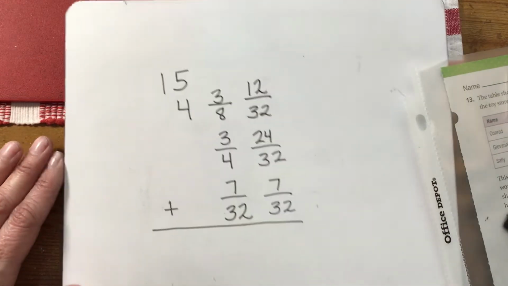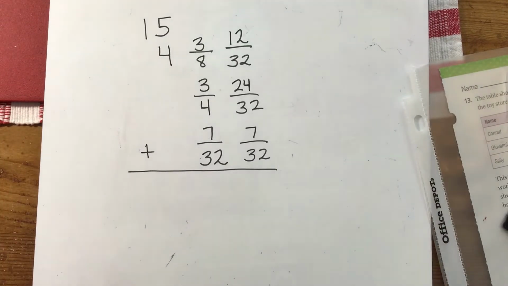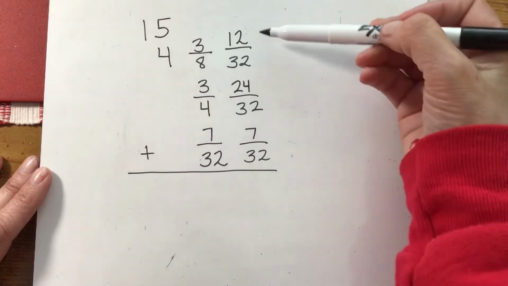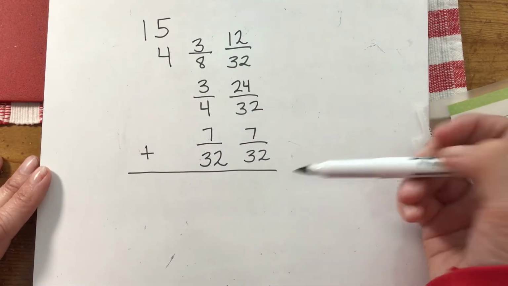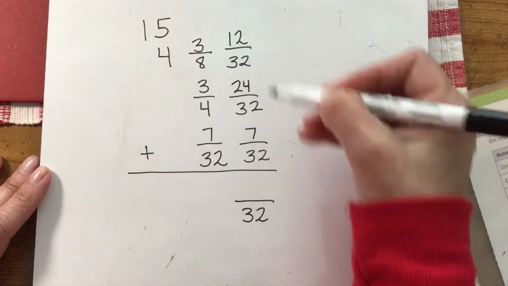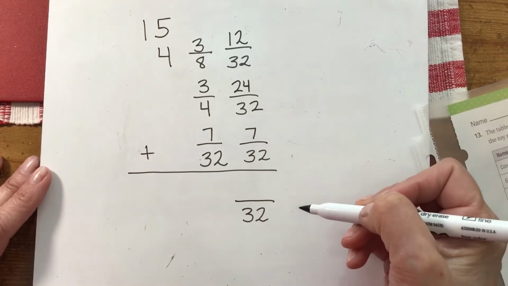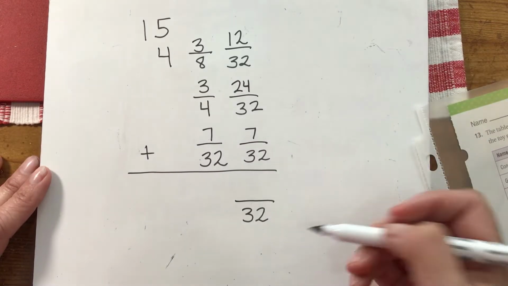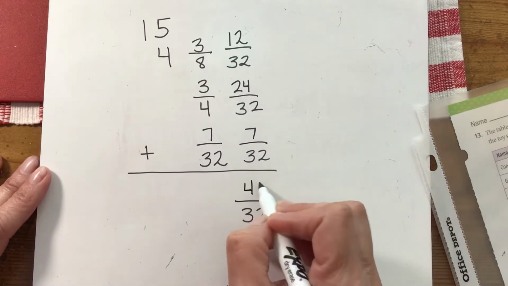And again, if I'm going too fast, pause the video, okay? I'm not even looking at my whole numbers yet. I'm looking just at my fractions. The denominator stays the same. Remember, when you're adding and subtracting, you don't add the denominators, but you do add the numerators. Now, when I go through and add up all my numerators, I'm going to get 43.